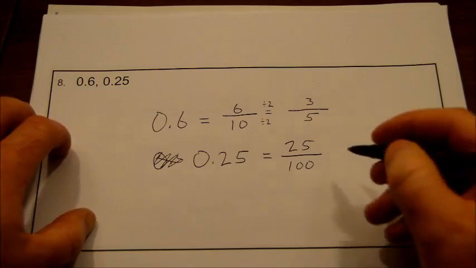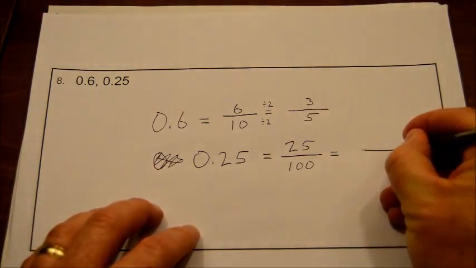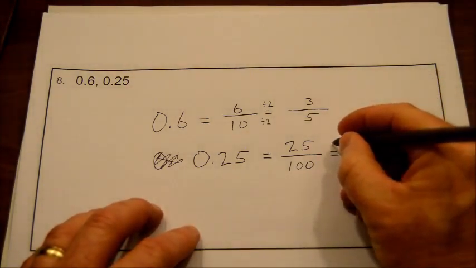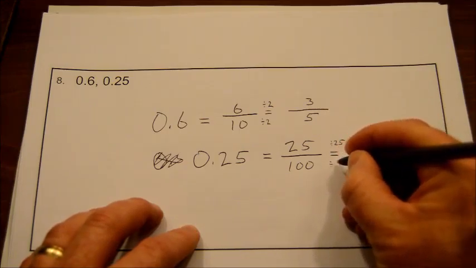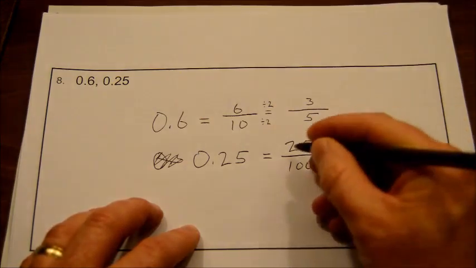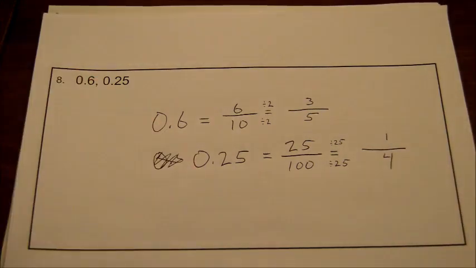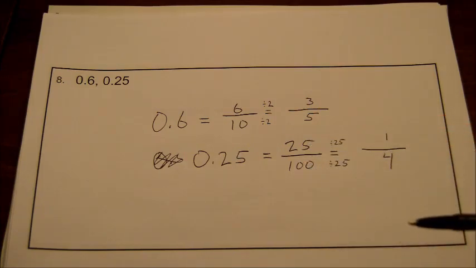All right, and then 25 hundredths. This one's actually a little easier. What will go into both 100 and 25? 25 will. So let's divide the numerator and the denominator by 25. And that will be 1/4. But you probably knew that already, because if you think about money, 25 cents out of $1 is 1/4, and 25/100 is 1/4.